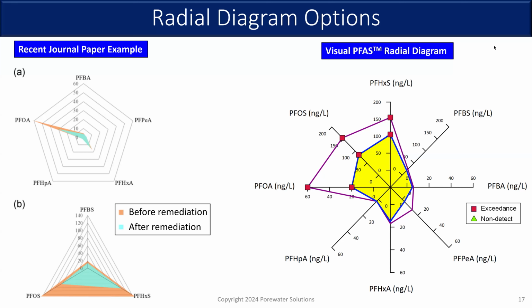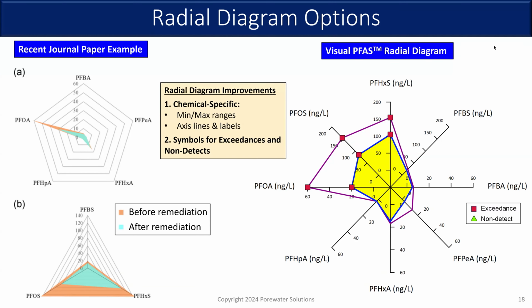So by putting them all on one radial diagram, it just makes it easier to look at the overall trends. Simple improvements that make a big difference, I think, are combining these so we're showing different ranges for different chemicals. Sometimes we need to do that. Also showing all the axes lines and labels on all the axes, not for maps, but just for looking at individual wells. And then adding the symbols. I find that can make a big difference with showing where we have exceedances for certain chemicals and where we have non-detects and where we don't.